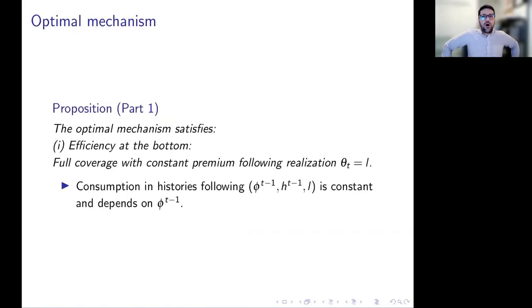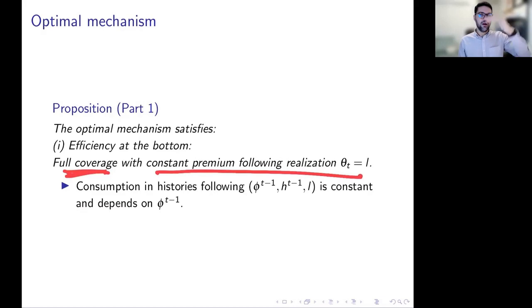Okay, so what do optimal mechanisms look like? What can we say? The first thing is that we're going to have efficiency at the bottom. The binding incentive constraints here are those of low type agents pretending to be high type. This means low type agents are going to have efficient continuation contracts. In this model, what efficiency means is that agents obtain full coverage at a constant premium following an announcement of a low type.